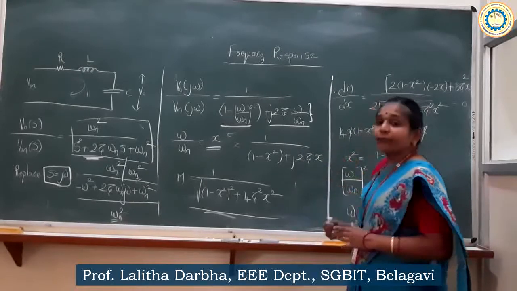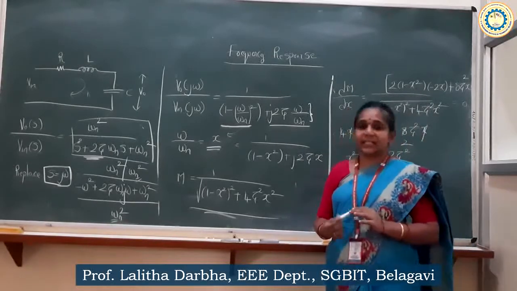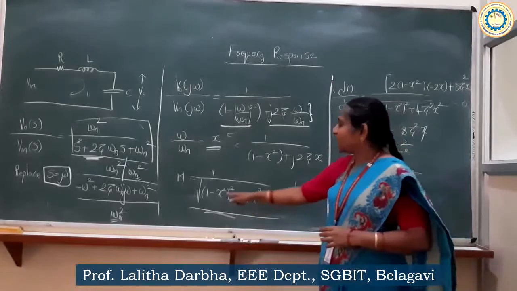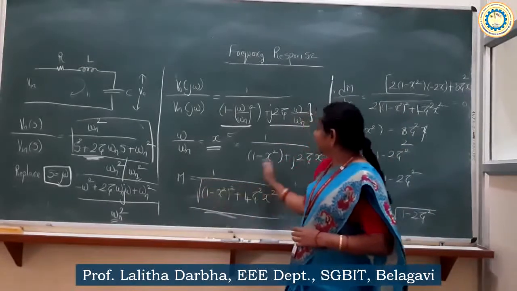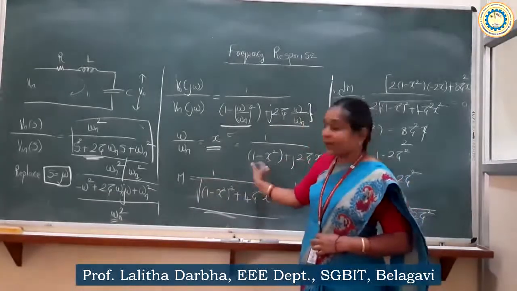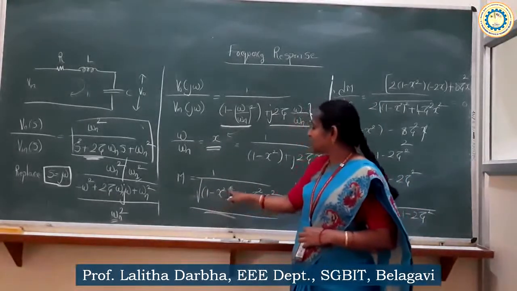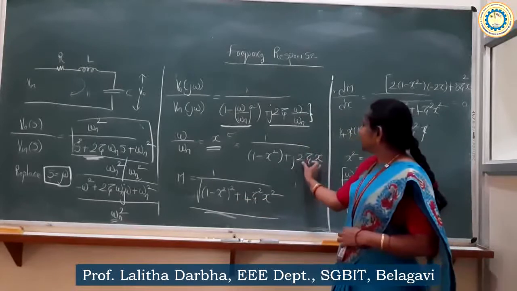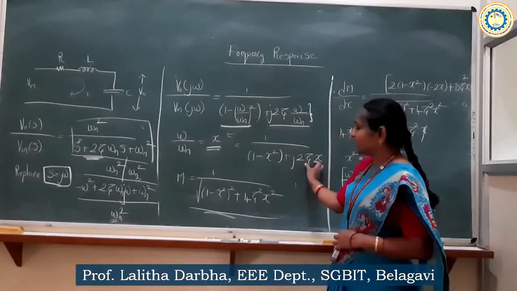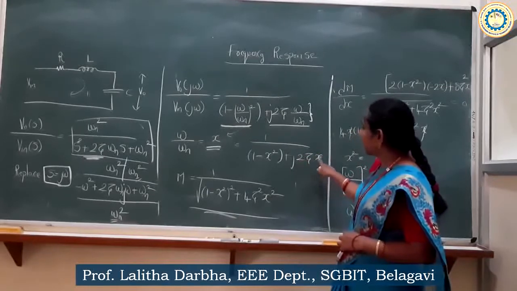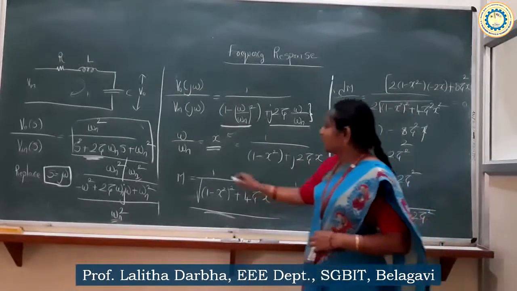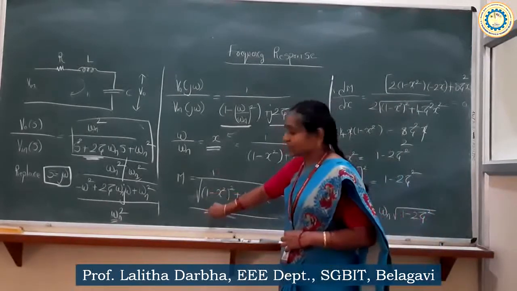The magnitude of x plus jy is the root of x square plus y square. So, the magnitude of this particular expression can be obtained as 1 by root of, here x is 1 minus x square, so it is 1 minus x square whole square, plus 2 zeta x, that is our y. The square of it becomes 4 zeta square x square. Okay, so that's the way we have got this particular expression for magnitude.